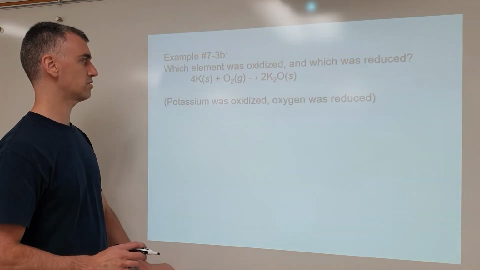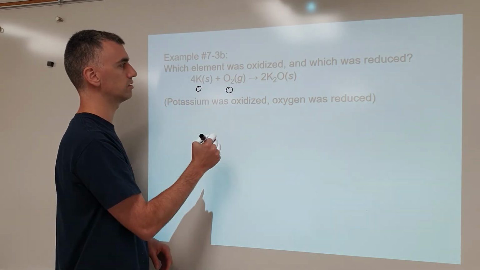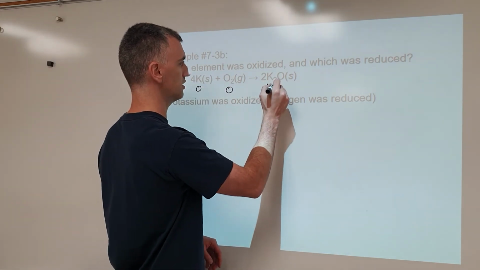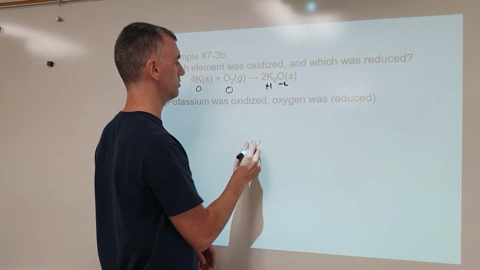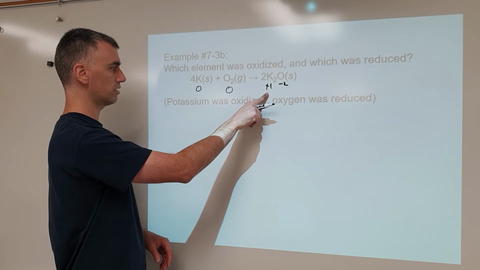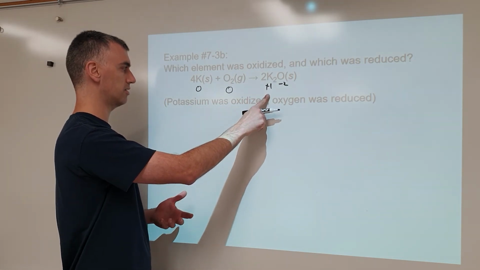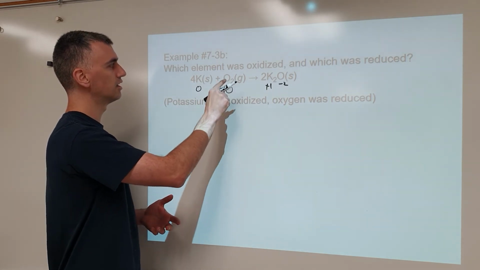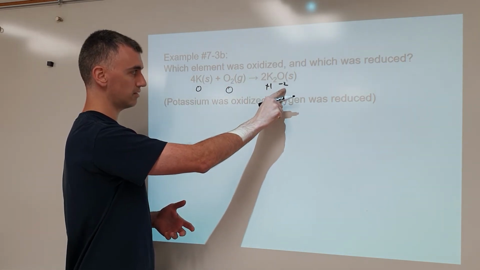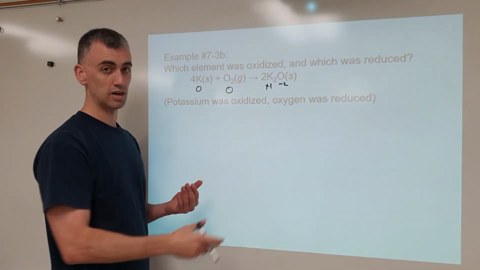Hopefully you got this for an answer. Why? Because charge of 0, neutral, neutral. This is a +1, this is a -2. So from a 0 to a +1, this potassium must have lost negative charge, which means it must have lost electrons, and losing electrons is oxidized. Oxygen must have gained electrons to get a negative charge, which means gaining electrons is reduced. So that's why that was said.